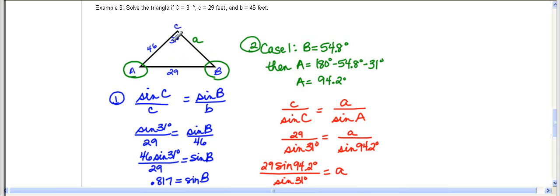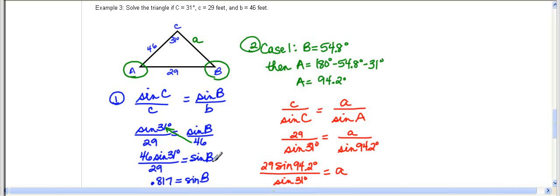So what do we know? Things pertaining to angle C and lowercase c, and we know lowercase b. So our first thing we're going to set up is sine C over c is equal to sine B over b. So we get sine of 31 degrees over 29 is equal to sine of B, which we don't know, over 46. And then we can multiply by the 46 to get 46 times sine of 31 degrees over 29 is equal to sine B. And now using your calculator, you would find that value to be 0.817 is equal to sine B.